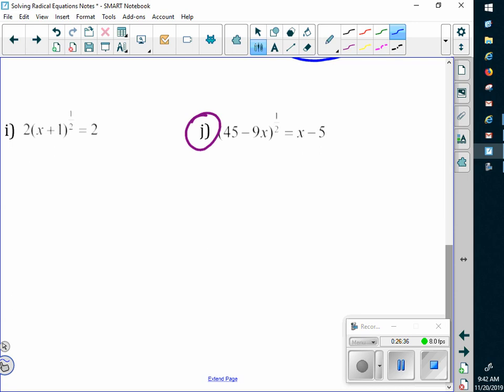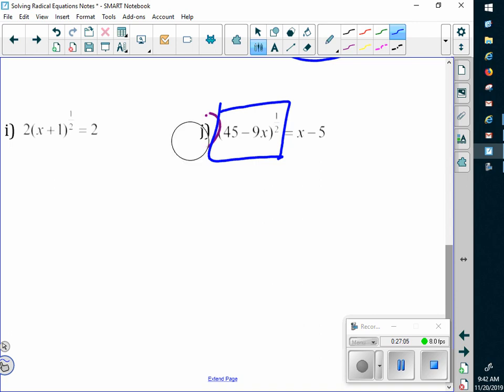do better tomorrow. For this one, you want to add 5. Why do I want to add 5? What do I want by itself in these problems? The thing with the stuff. I want that by itself, the thing raised to the power. Yeah, that's right. So it's by itself already, isn't it?